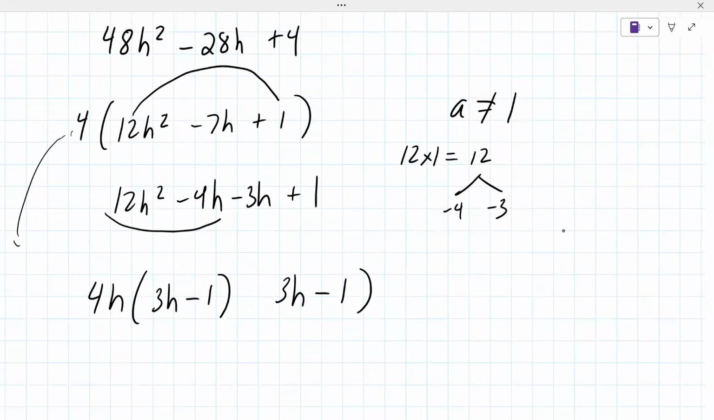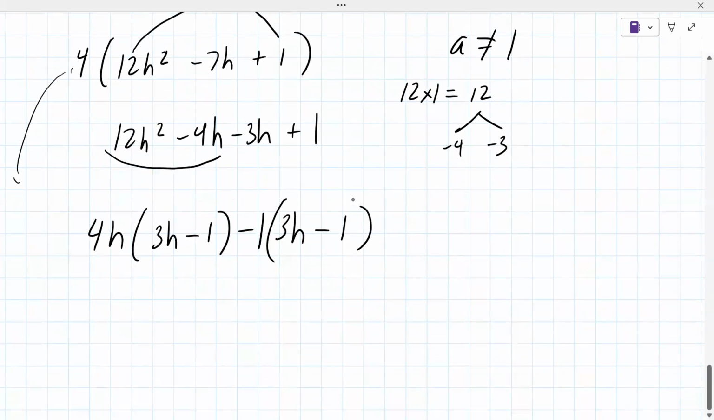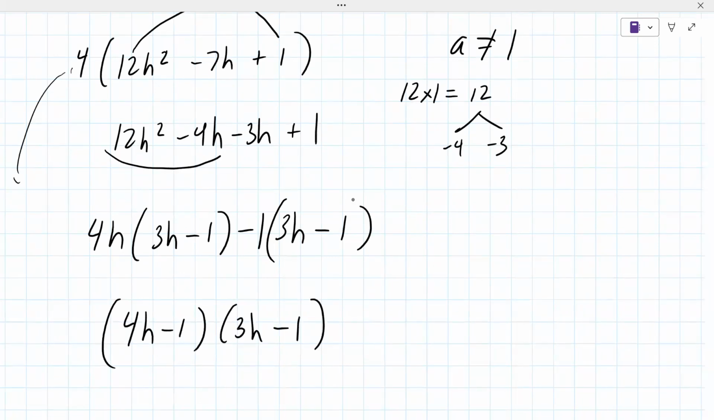And you put a 3h minus 1 immediately over here in parentheses. What goes in the middle here such that when you multiply in, you get back to the previous line? Negative one. So this becomes 4h minus 1 times 3h minus 1, like that. And then this is the time when you bring that GCF back down.